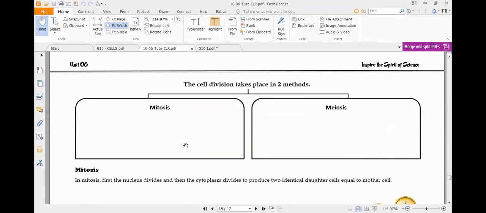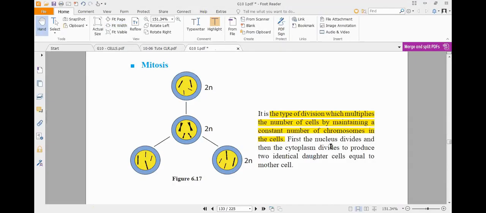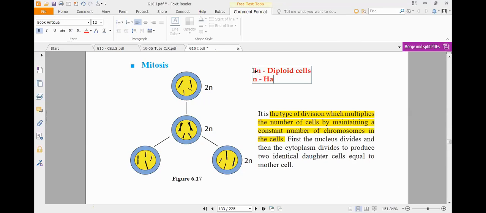Now we come to the cell division. When we take cell division, there are 2 types. What are the 2 types of cell division? Mitosis and meiosis. You see here, the type of division which multiplies the number of cells by maintaining a constant number of chromosomes in the cell. When the cells are divided, it maintains a constant number of chromosomes. You can see it starts with 1 cell, and this cell is a 2n cell. There are 2 types of cell depending on the number of chromosomes. 2n means diploid cell. 1n means we name it as haploid cells.